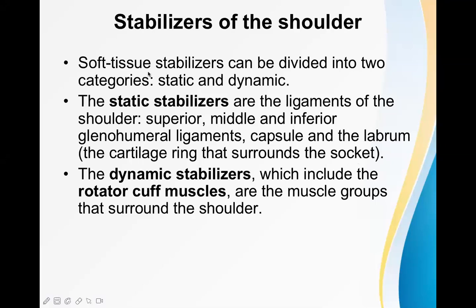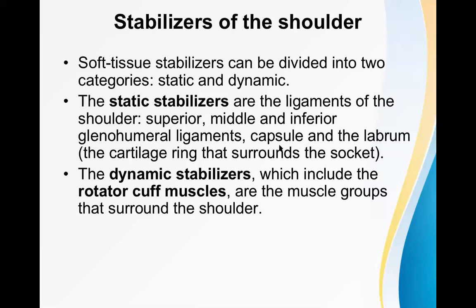Now, let's learn what those stabilizers are. They are soft tissue stabilizers, and they are of two types, static and dynamic. The static stabilizers are the ligaments of the shoulder. The important ligaments of the shoulder joint include the capsule. The capsule is also considered a modified type of ligament. The capsule surrounds the joint from everywhere. This capsule is reinforced by some true ligaments like the superior, middle, and inferior glenohumeral ligament. They strengthen the capsule from every side.